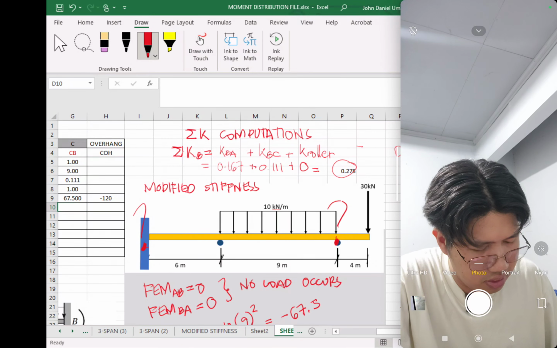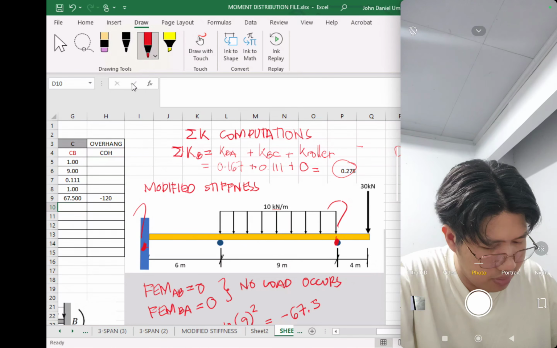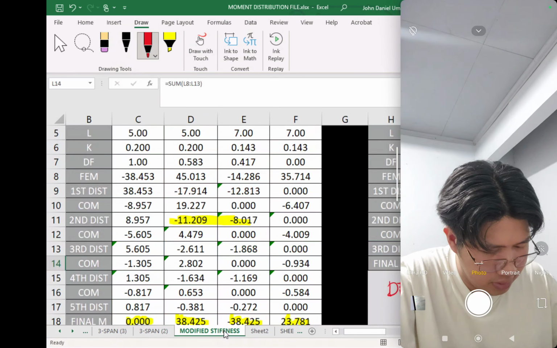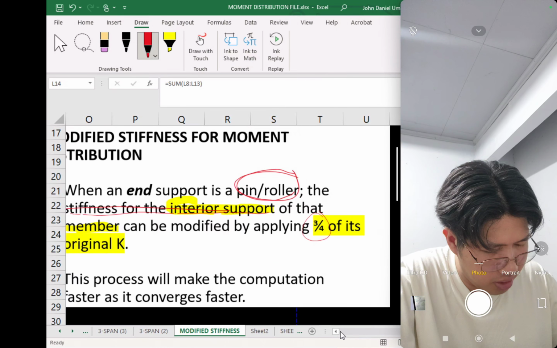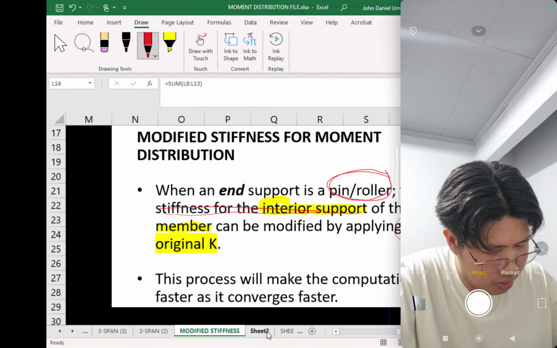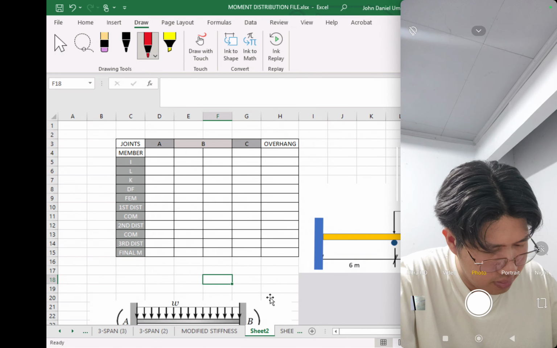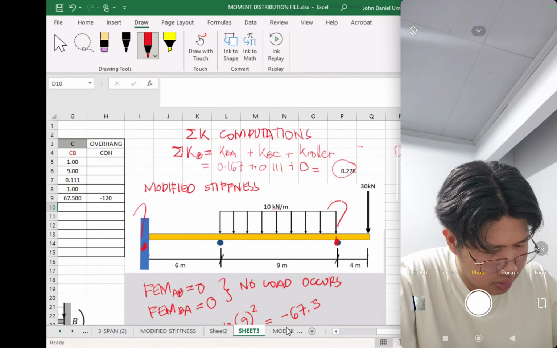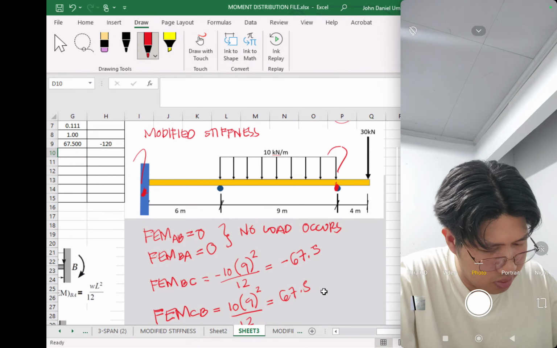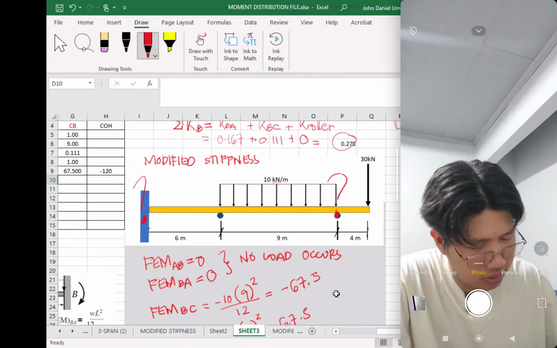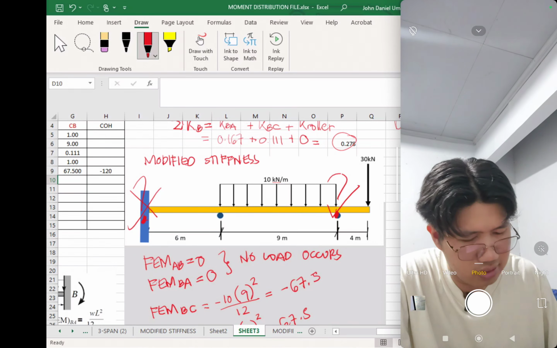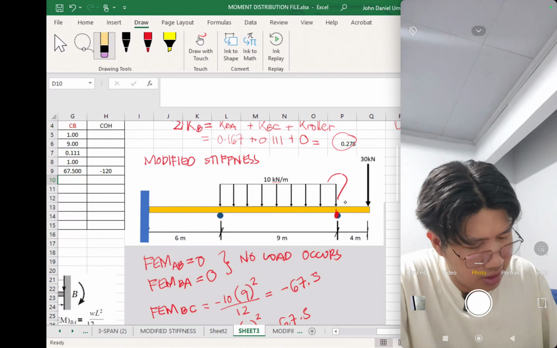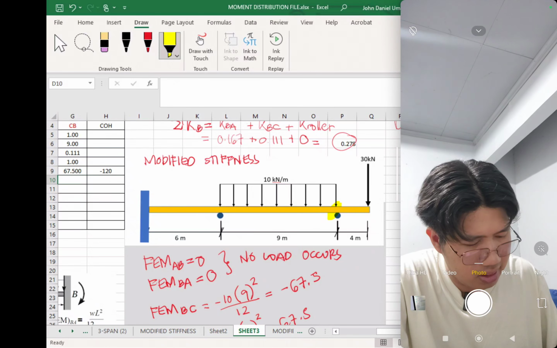So, sino yung qualification? So, balikan natin itong dito ko nilagay. Dapat yung dulong support is a pin or a roller. So, yung dulong support is a pin. Tama ba? Or a roller. Ito, no. Hindi. Fix yan. Ito, yes. So, mag-apply tayo ng modified stiffness at this one.